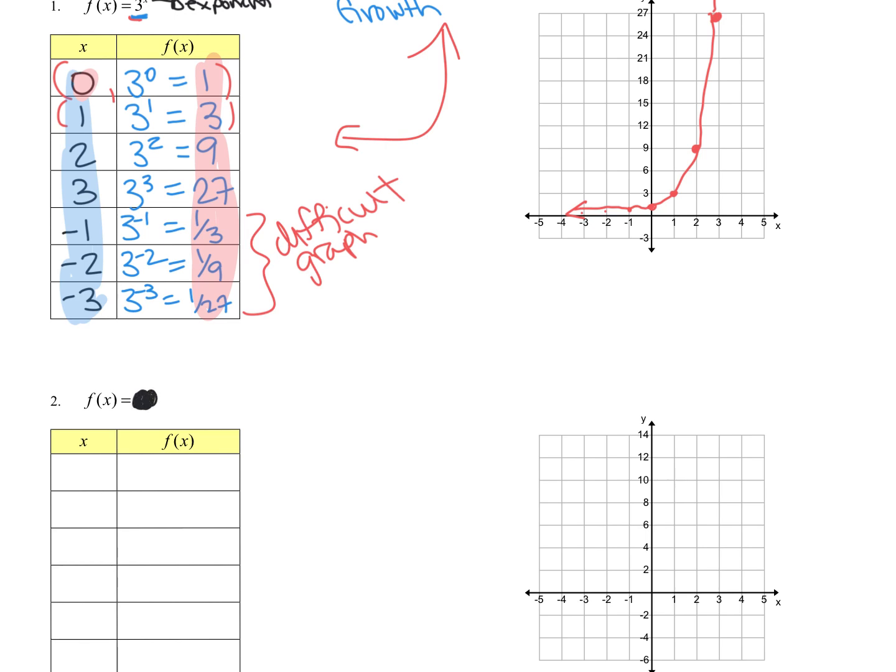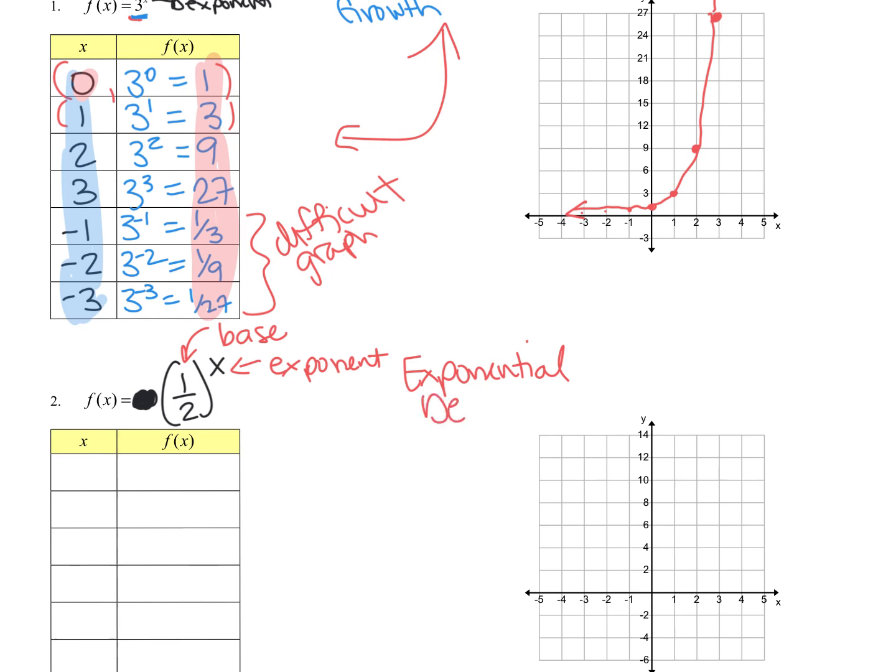So we're going to change this to our benefit. We're actually going to change it to 1/2 to the x power. Now there's a few things I want to point out. Just pretend that that's what the problem said initially. So 1/2 to the x power. The 1/2 is considered the base. Of course, x is the exponent. And since the base is in between 0 and 1, we call this exponential decay.